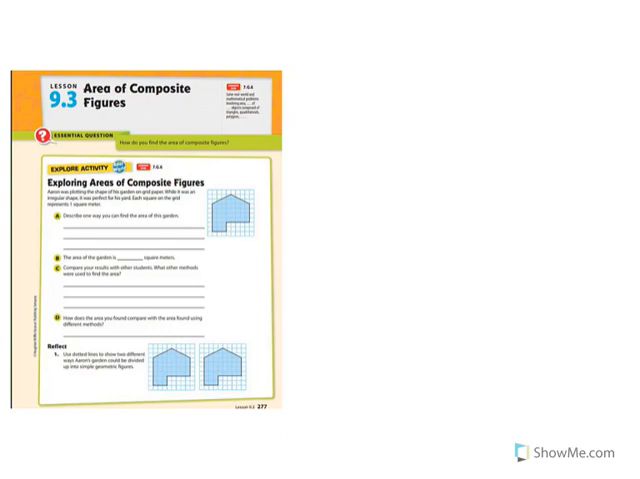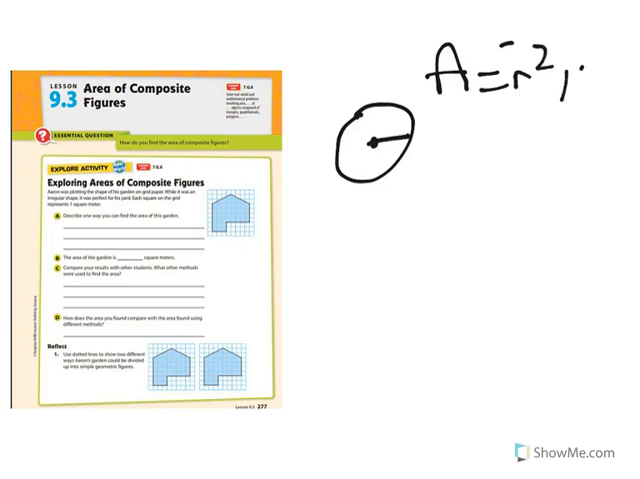Today's lesson will focus on lesson 9.3, area of composite figures. Good connection to what we've just been doing. We just got done finding the area of a circle, which is finding the radius, and then using the area formula, which was radius squared times pi, and then that will give you the space inside. So again, area means space inside.